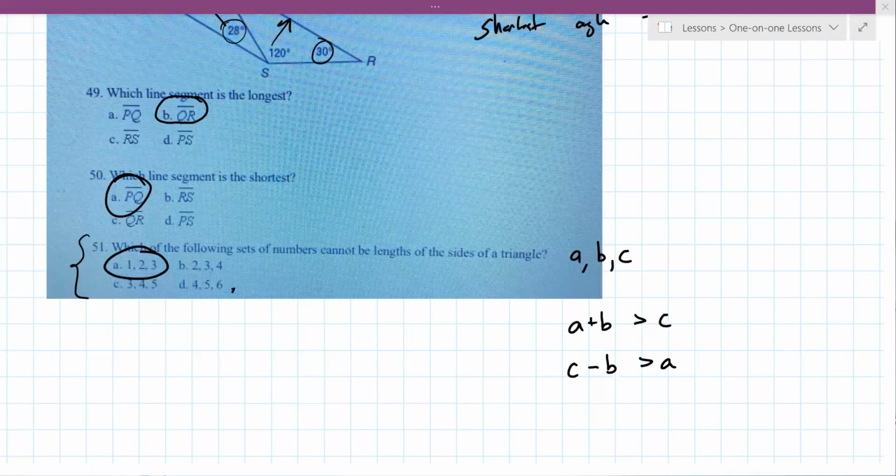Oh, which one? 51. Yeah. It should be A, yeah.